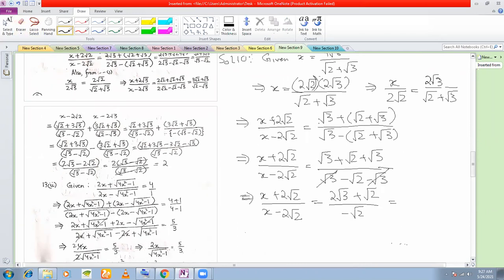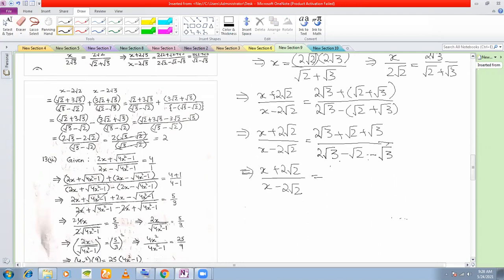So you have 2 root 3 plus this and 2 root 3 minus this. So this will not cancel actually. Okay, so you have 2 root 3 minus root 2 minus 3, and you have 2 root 3 plus root 2 plus root 3. So therefore, in the numerator, 2 root 3 plus root 3 will give you 3 root 3, so 3 root 3 plus root 2. And 2 root 3 minus root 3 will give you root 3 minus root 2.